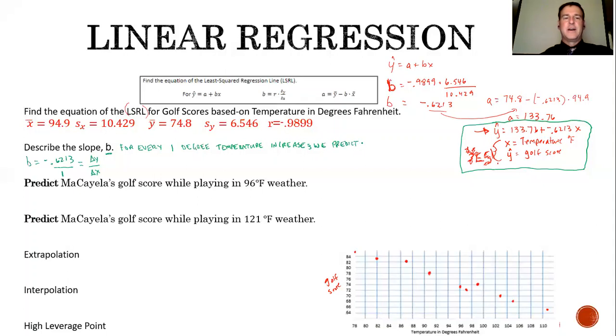Okay? Now let's think about this. This is negative. Since it's negative, I'm looking at the top now. I have my comma. I'm now going to start talking about the y. We predict a decrease in, I guess, strokes, if you want to say that, or score for Michaela's golf.